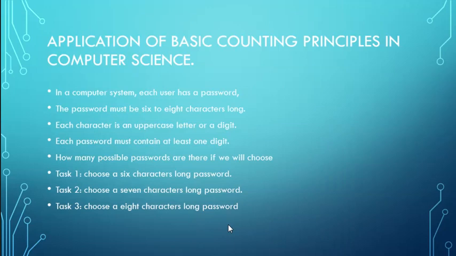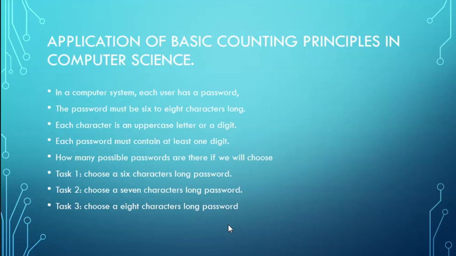Now let's discuss the application of basic counting principles in computer science. We are given this problem. In a computer system, each user has a password. The password must be 6 to 8 characters long. Each character is an uppercase letter or a digit. Each password must contain at least one digit. How many possible passwords are there if we will choose a 6 characters long password, 7 characters long password, and 8 characters long password?